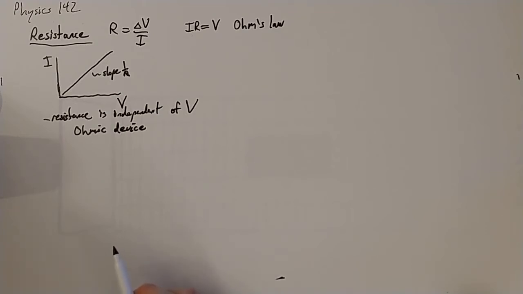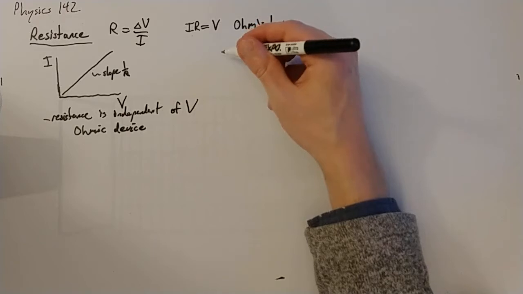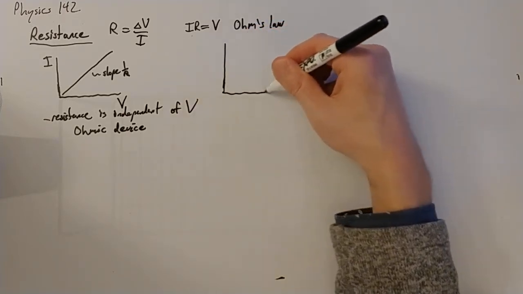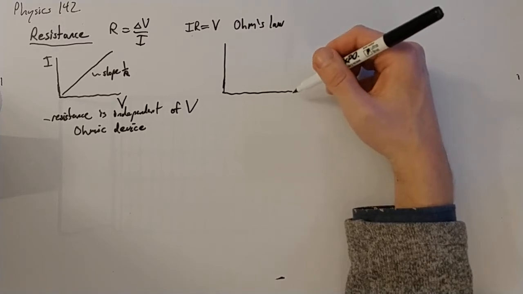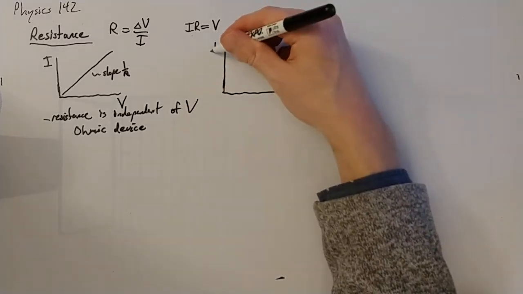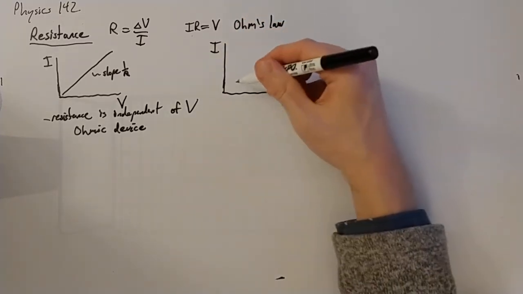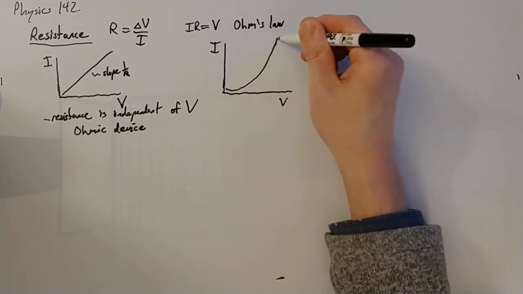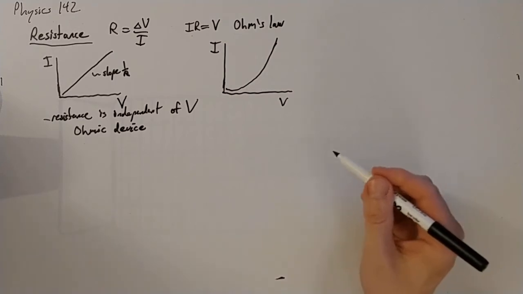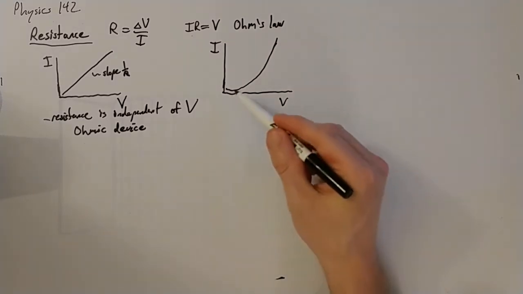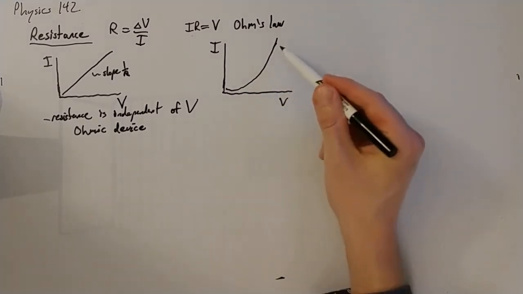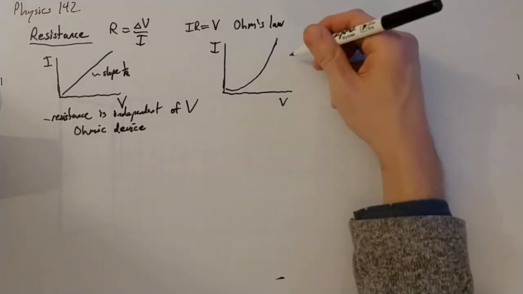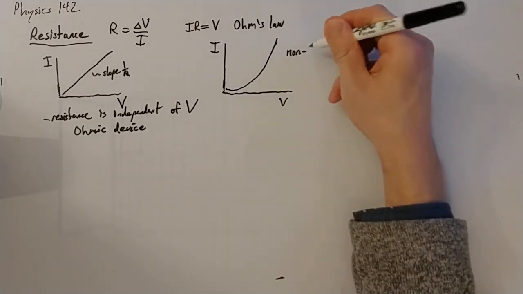So if instead I wanted to make a graph for some other circuit element, like for example a diode, which is a special kind of circuit element, what you'll see is that you don't get a linear relationship. You actually get something that looks a little bit more like that, where the resistance is different, the slope is different for different voltages. All right, so this would be a non-ohmic device.